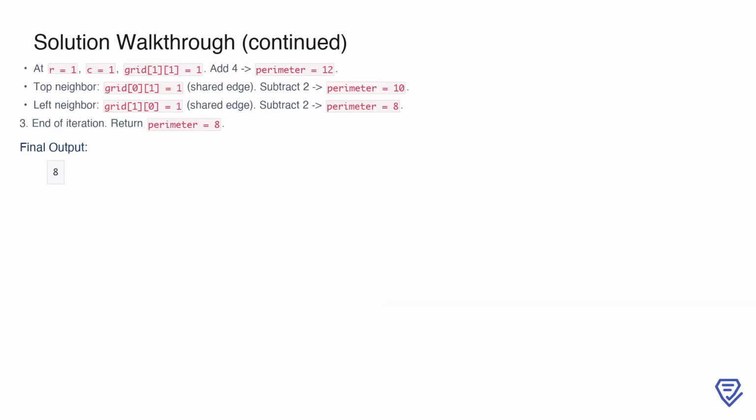Finally, at row 1, column 1, we encounter the last land cell in the grid and add 4 to the perimeter, making it 12. This cell has a top neighbor at row 0, column 1, so we subtract 2 for the shared edge, reducing the perimeter to 10. Additionally, it has a left neighbor at row 1, column 0, so we subtract 2 again for that shared edge, leaving us with a final perimeter of 8. The iteration is now complete, and we return this value as the output. This demonstrates how shared edges between adjacent land cells systematically reduce the overall perimeter.